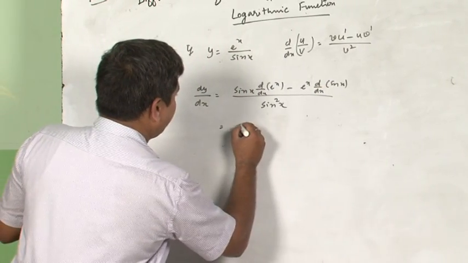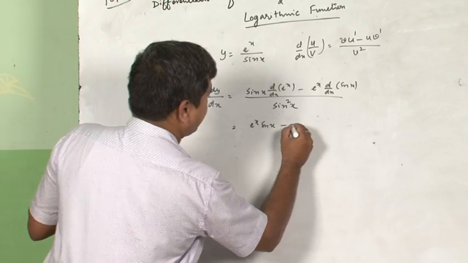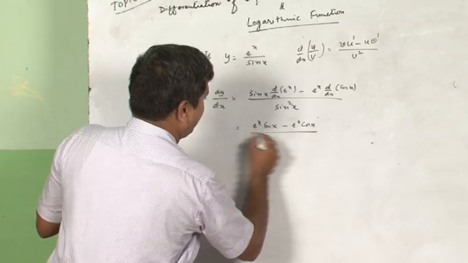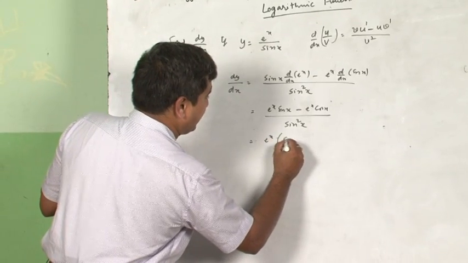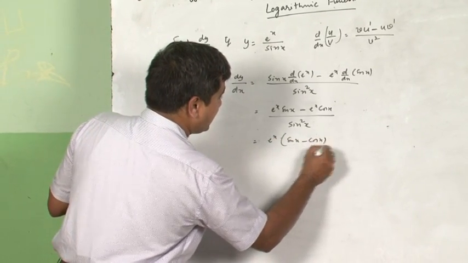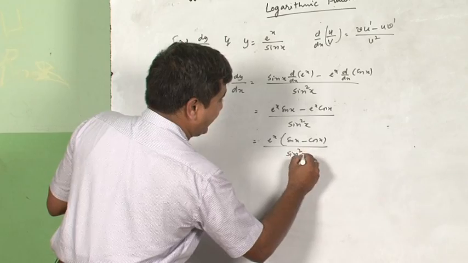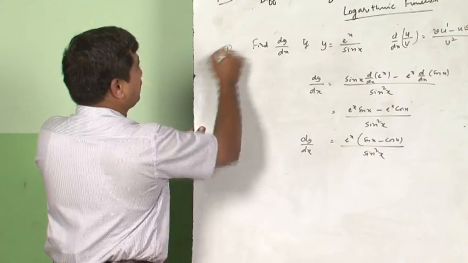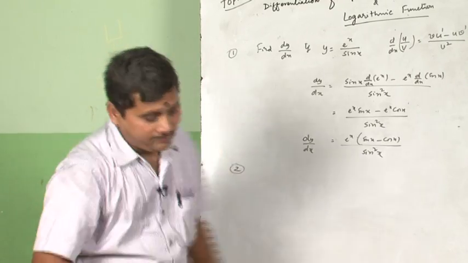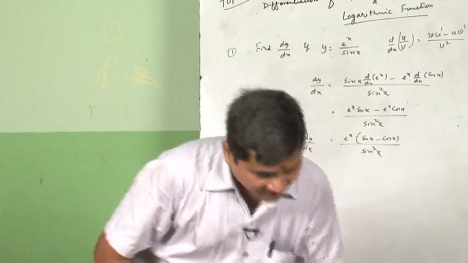Resulting in e power x sin x minus e power x cos x upon sin square x, that is e power x common factor, sin x minus cos x upon sin square x. This is what your dy by dx is. This is one problem. You can take one more problem to understand this further.